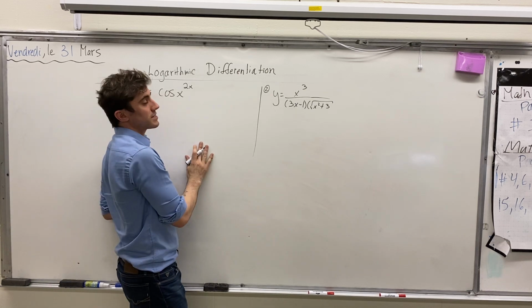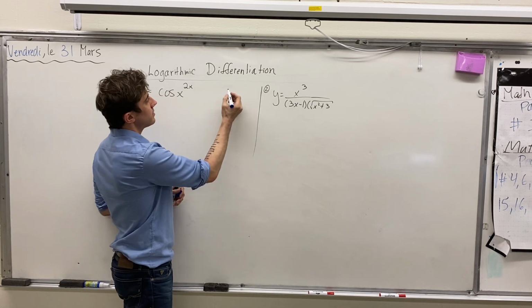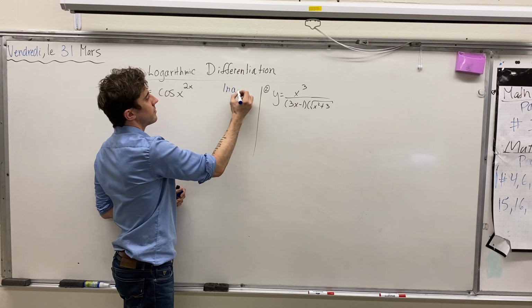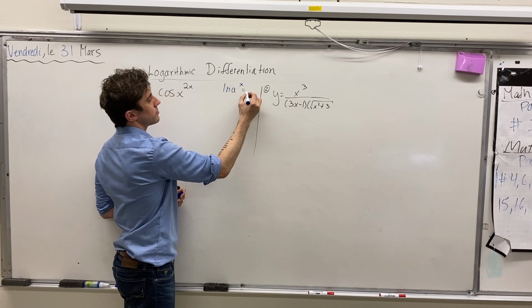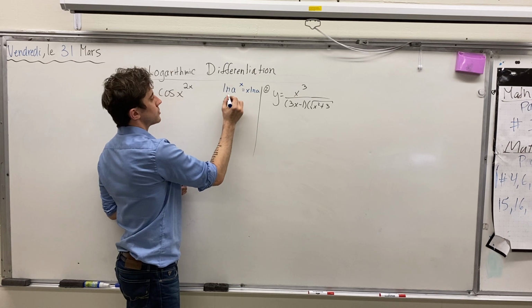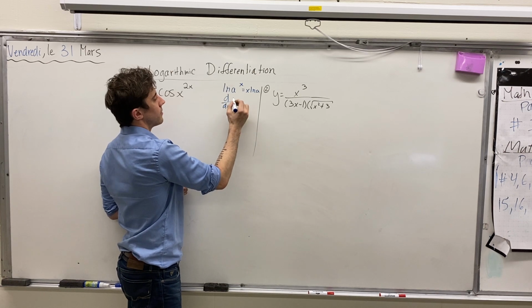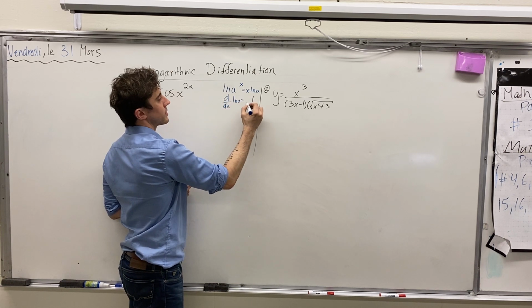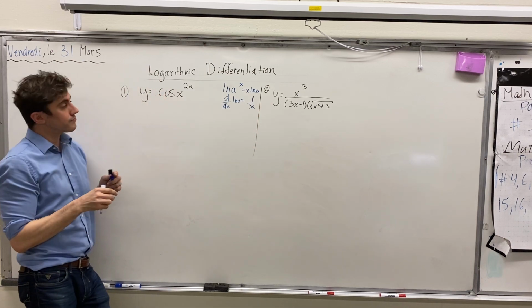Now I'll remind you of some basic log rules that are going to make our lives a bit easier. First, we have that the ln of a to the power of x is equal to x times the ln of a, okay? And then we have that the derivative of the ln of x is simply 1 over x. I'm sure you've seen that already, okay?